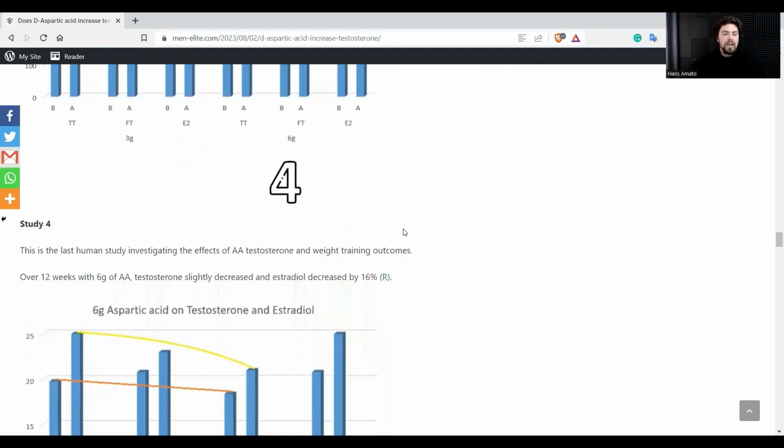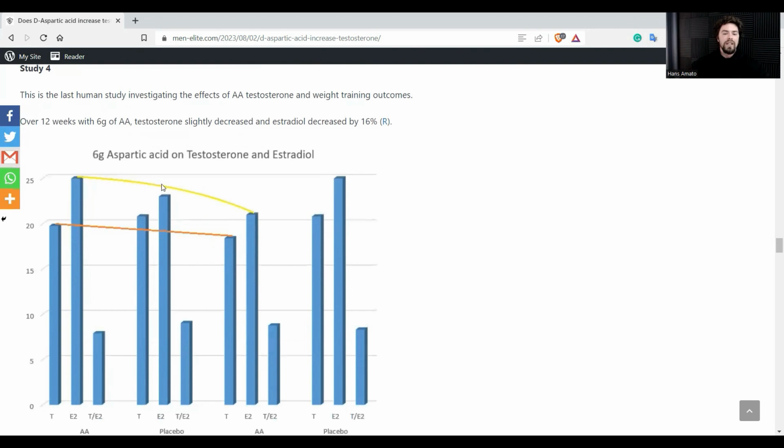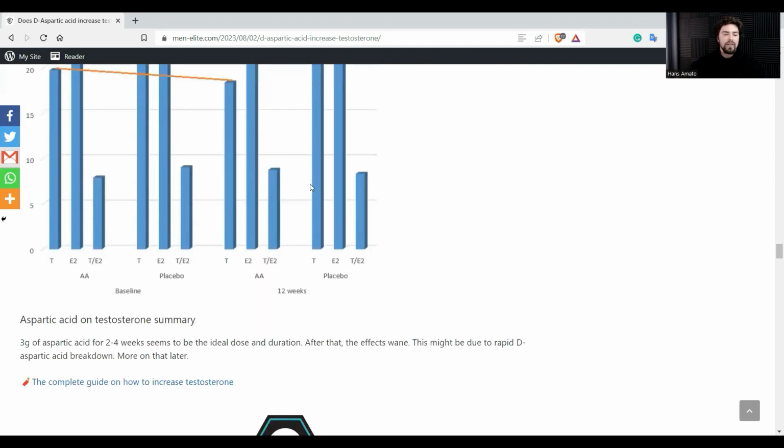The 4th study was 12 weeks long, and they used 6 grams of aspartic acid. So it didn't increase testosterone. It actually decreased it slightly, and estradiol decreased by 16%. So the decrease in estradiol was more than the decrease in testosterone, so the testosterone to estrogen ratio was still favorable. But it still shows you that over 12 weeks, using aspartic acid, at least at 6 grams, was not effective.